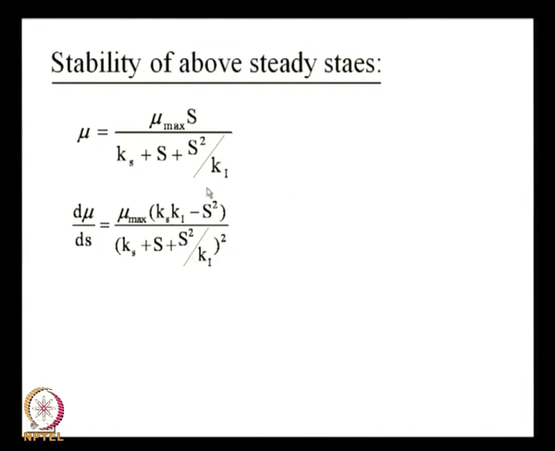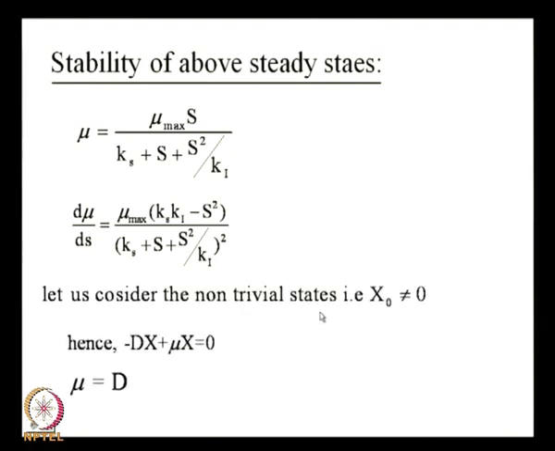So, out of the non-trivial solutions, there is one possibility of S being equal to square root of k I k s, in which case del mu del S would equal 0. That is one possibility, but that is an exceptional possibility, a special case. In general, del mu del S would have to be greater than 0 or less than 0. So, if square root of k I k s is greater than S, then we probably think that the system is going to be stable, fine.